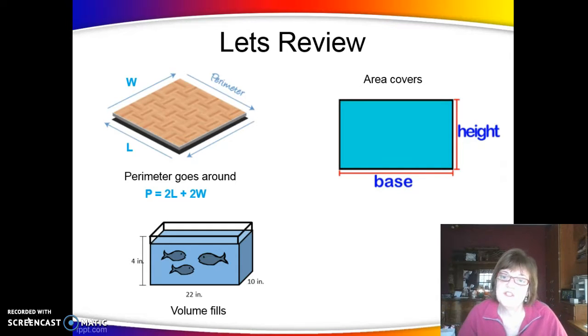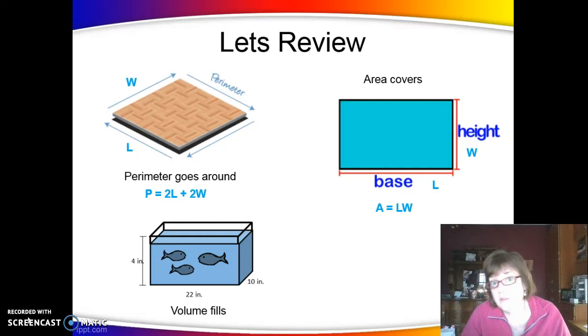So area covers. So instead of going around, what we need to know is the length and the width of it. And you can switch those back and forth. It really doesn't matter because all we're going to do is multiply them. Because we can do LW or WL. It doesn't matter the order when we multiply. So that's what the area does.